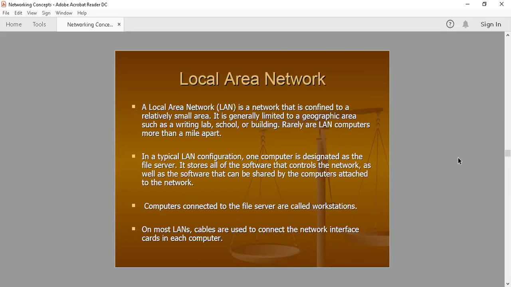Computers connected to the file server are called workstations. Workstations or nodes are nothing but systems or devices which are connected into a network. On most LANs, cables are used to connect the network interface cards in each computer. Through an Ethernet cable or through Wi-Fi, the local area network will be set up.